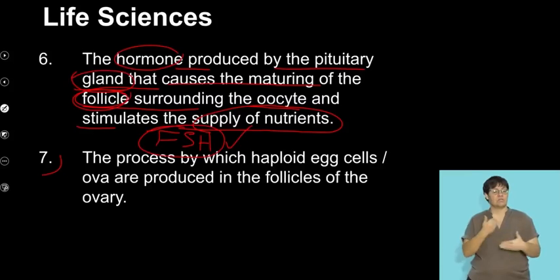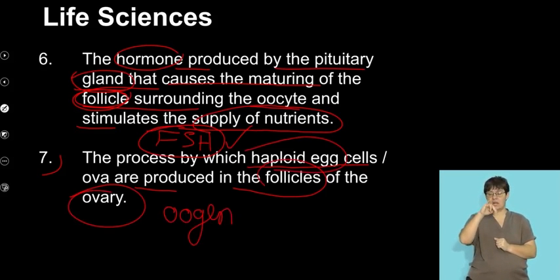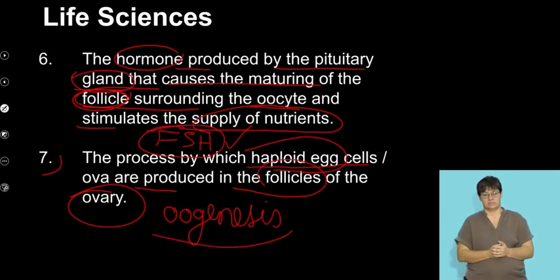Question 7, the process by which the haploid egg cells or ova are produced in the follicles of the ovary. So that process in which the haploid egg cells are produced is called oogenesis. And so that is meiosis, where eggs are produced, called oogenesis.